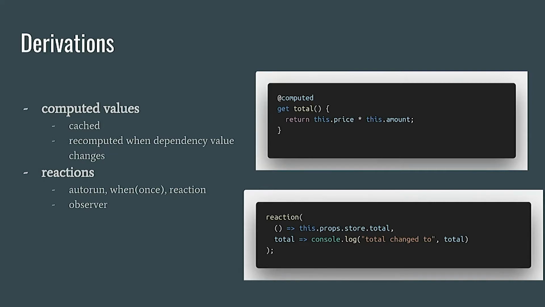There are 3 types of reactions in MobX. Those are autorun, which is the simplest one, when, which runs only once, and reaction, which from this example gives you more fine control of what you are observing and what the side effect will be. We have another reaction in MobX which is called observer. This is what we use to wrap the React components to get the changes from the store.